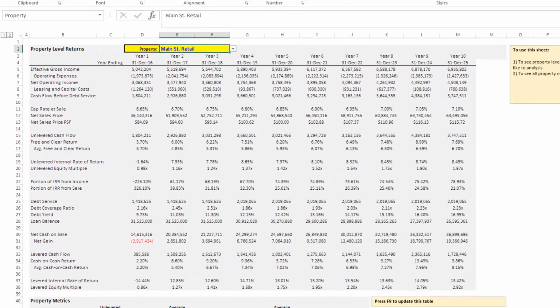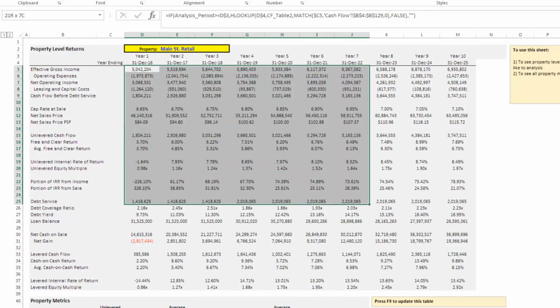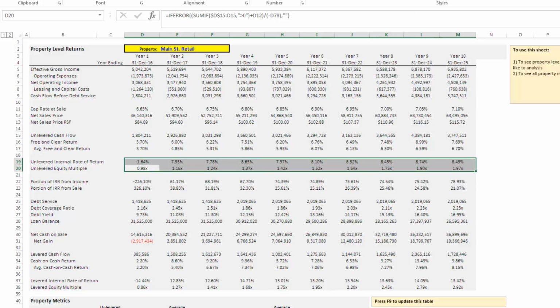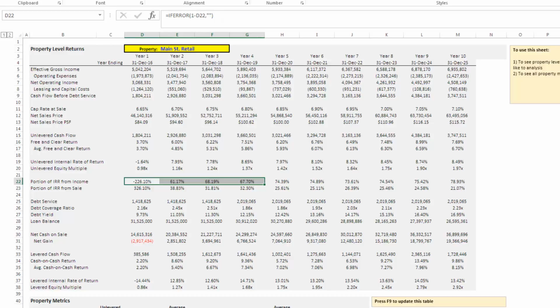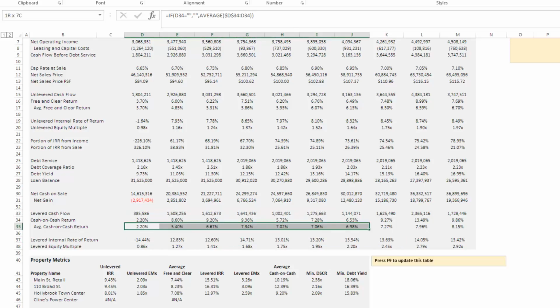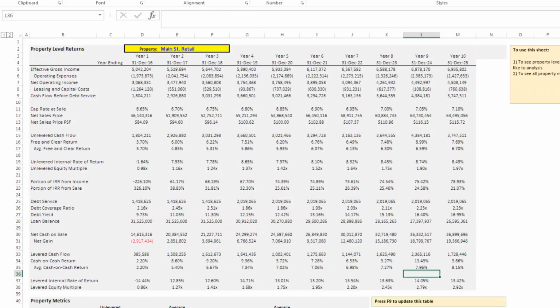For now, Main Street Retail. We see the cash flow statement, our returns here in terms of unlevered IRR, our equity multiple. We see the portion of IRR that's coming from income versus coming from the sale. We have our debt service coverage ratio, our debt yield. We have down here, again, our net cash on sale, as well as our net gain. Well, here's our levered internal rate of return. You see here our levered cash flows. Here's our average cash on cash return. So you can see by property, that's Main Street Retail.